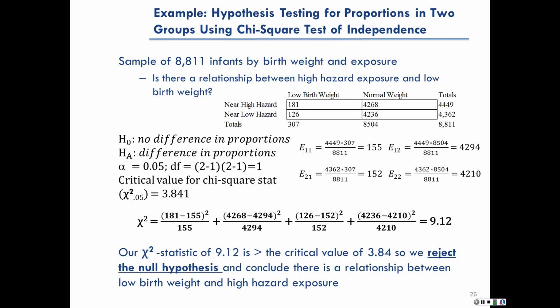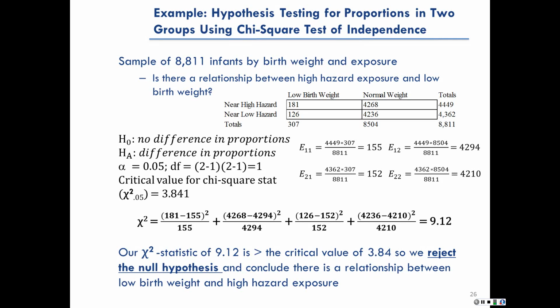So next, what we want to do is calculate these expected values for each of the cells. And so we already have the observed values because they're in the cells of the table up there with birth weight and the high versus low hazard areas. But the expected values we need to calculate. So the expected value for row 1, column 1 is the row sum, which is 4,449, multiplied by the column sum, which is 307, divided by the total n. And so the expected value is 155 for that upper left cell. And note that the observed value there is 181.